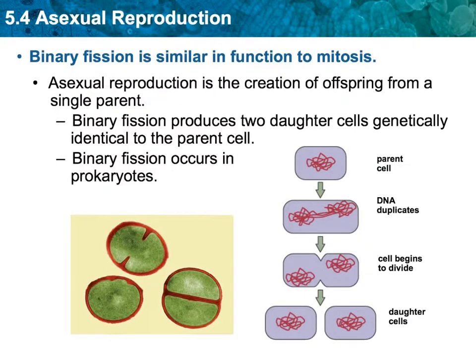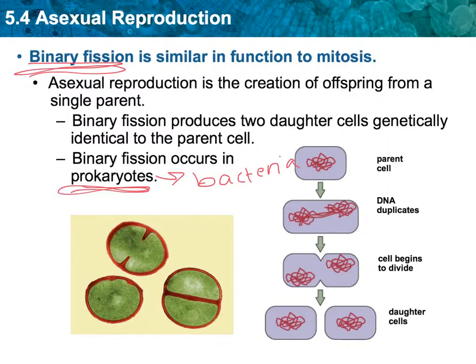Okie doke. The first type of asexual reproduction we're going to talk about is called binary fission. And one of the most important things I want you to remember in regards to binary fission is that bacteria are who reproduce by binary fission. If you remember, bacteria are prokaryotes. So always, when we think about prokaryotes, always think bacteria. That's something we learned, I think, back in chapter 3, maybe? I forget. But asexual reproduction is the creation of offspring from a single parent.